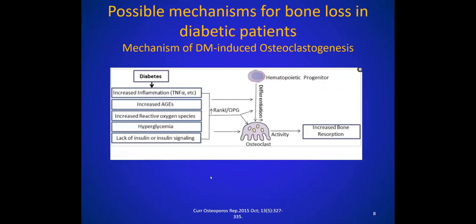So what would happen in diabetic patients? There is a mechanism of induced osteoclastogenesis. In diabetic patients, hyperglycemia makes them more susceptible to inflammation, and inflammation along with increased hyperglycemia turns protein into what we call AGEs, advanced glycation end products, which would precipitate in the collagen and affect the collagen quality in those patients. At the same time, diabetics have increased reactive oxygen species, and in the presence of lack of insulin and insulin signaling, that would affect the homeostasis between RANK ligand and OPG that I just talked about. So that would increase osteoclast formation and osteoclast activity, and as a result, bone resorption.